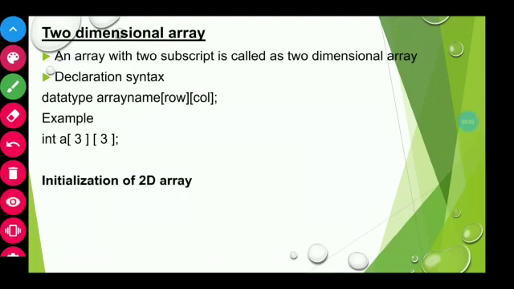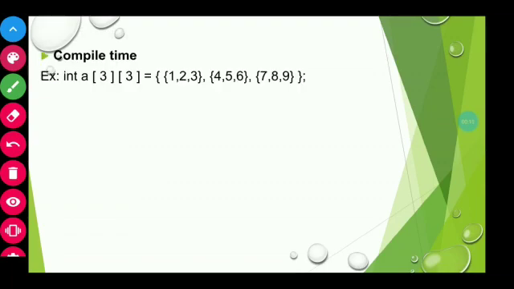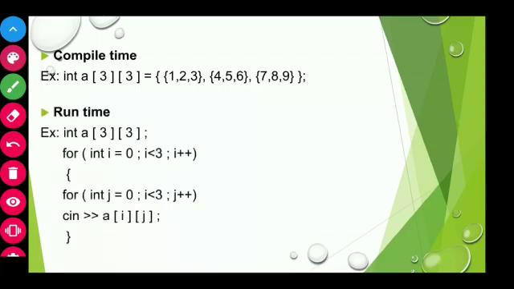2D arrays can be initialized by using one of two ways: compile time and runtime. During compile time, all the elements are provided within the curly braces at the time of declaration. During runtime, elements are entered at the time of execution by using a for loop. In case of a two-dimensional array, we require two for loops, that is one for row and another one for column.